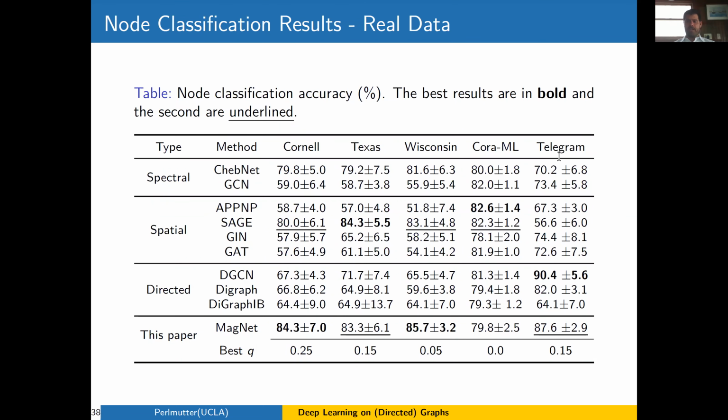Telegram is the data set I talked about before. Cornell, Texas, and Wisconsin are email networks where you're trying to classify somebody at one of those universities as either a professor or a grad student. And what we can see is that for all of these other data sets, cross-validation chooses Q not equal to 0, and therefore directional information really is important.